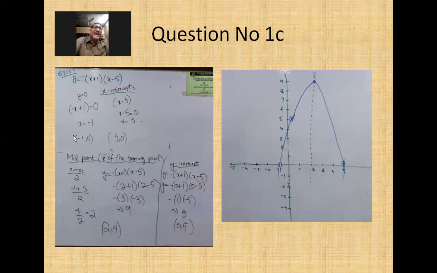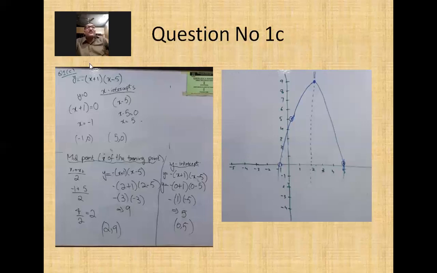Now, once you know the x-intercepts, we have to find the midpoint or the x of the turning point. So if you want to find the x of the turning point, the process is very simple. You add up both the x-intercepts and you divide them by 2. So we will have (-1 + 5) divided by 2. So it will be 4 by 2. It will be 2. So the x coordinate of the turning point is 2.